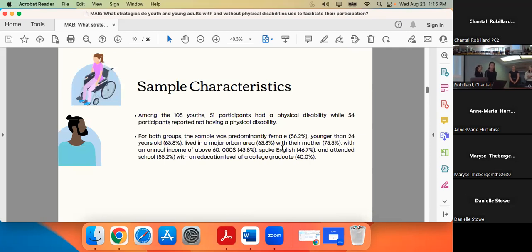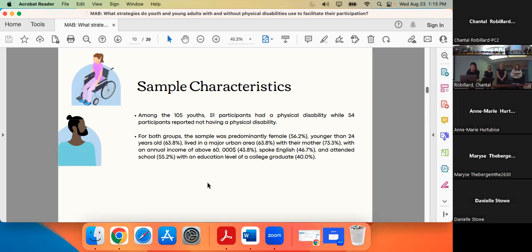So in terms of sample characteristics, for both groups, the sample was predominantly English-speaking female individuals who are younger than 24 years old, who lived in a major urban area with their mother and with an annual income of above $60,000. Those individuals also attended mainly school at a college education level.